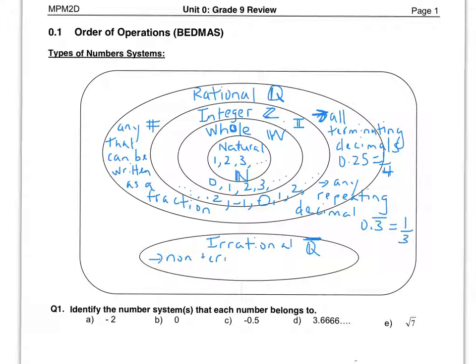Non-terminating, non-repeating decimals. Okay, so for example, pi is a non-terminating, non-repeating decimal. The square root of 11, if you put that into your calculator, it's a non-terminating, non-repeating decimal. Now collectively, if we put rational numbers with irrational numbers, those make up all the numbers we possibly can think of, and those are called the real numbers.